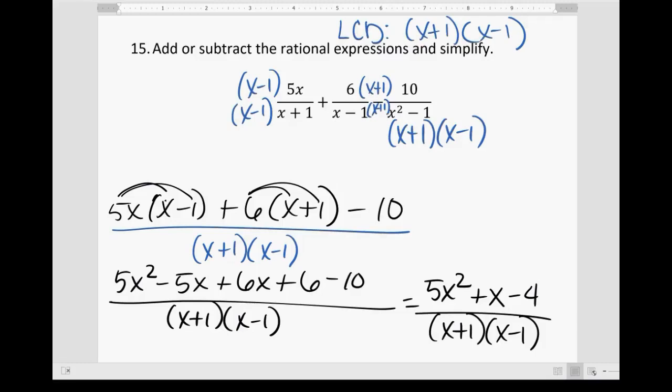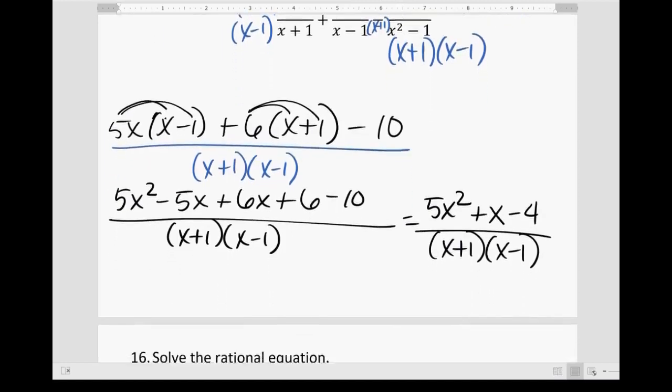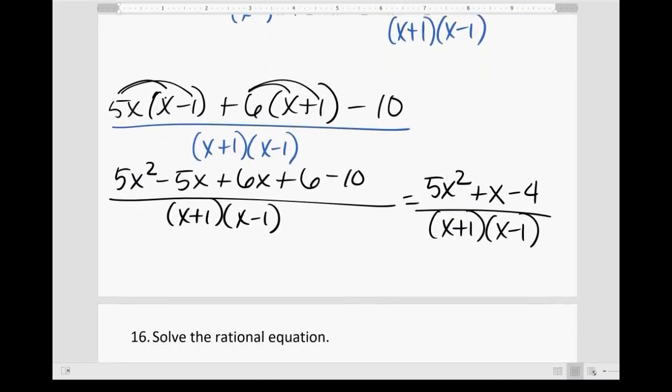And then from here you want to see if you can factor the top, and if you're going to get a common factor that you have in the bottom to cancel out, then you would factor the top. Let's see, 5 times negative 4 is negative 20. That may be factorable. Let me see if I can factor the top part: 5x squared plus x minus 4.